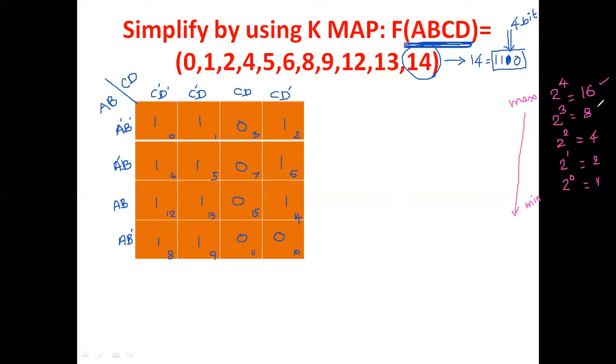Now grouping or circling. For that, first you have to check the 2 power 4, that is, are all 16 cells ones? No, because 5 zeros are there. So definitely not possible, so you don't bother about that. And then come to 2 power 3 equal to 8. Is it possible to group 8 ones? Yes, there is a possibility of grouping 8 ones. So this is a possible grouping of cells. So the first grouping is over.